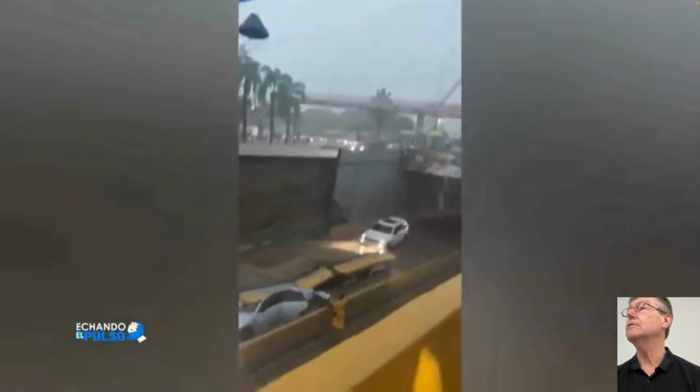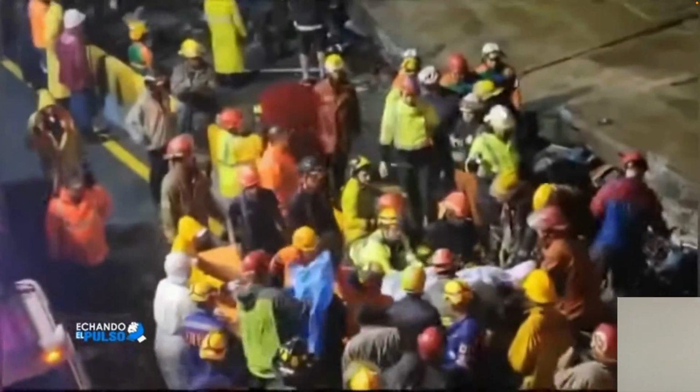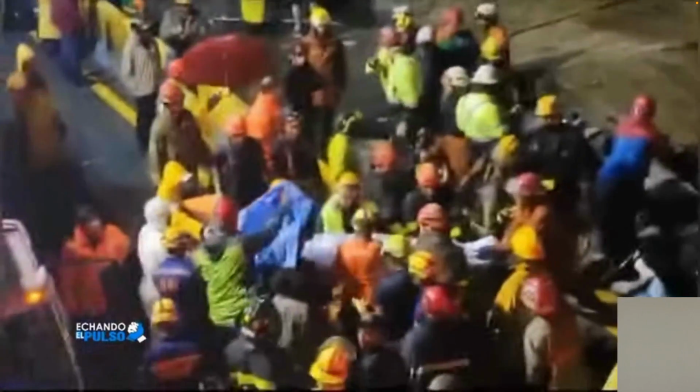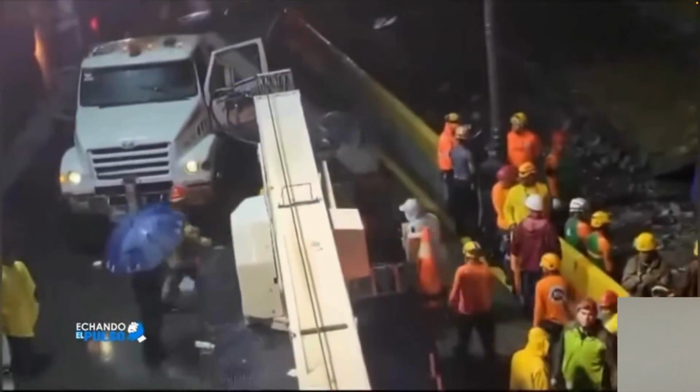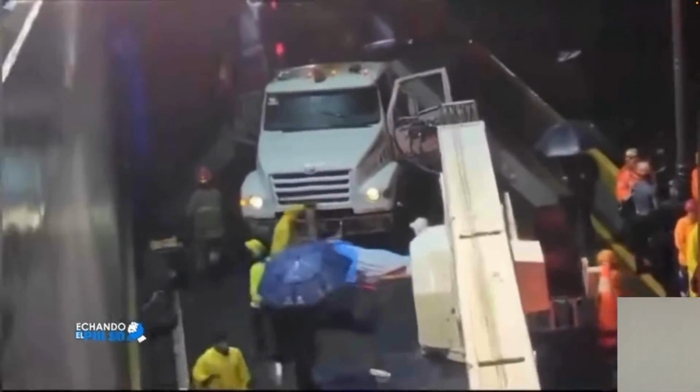So this, well, you want to narrate it for us? It's a collapsed wall in Santo Domingo, Dominican Republic. And so this is relevant to what we were talking about last time. I guess we don't need the sound.